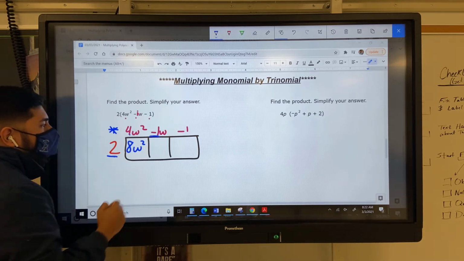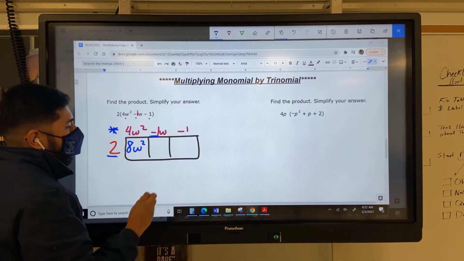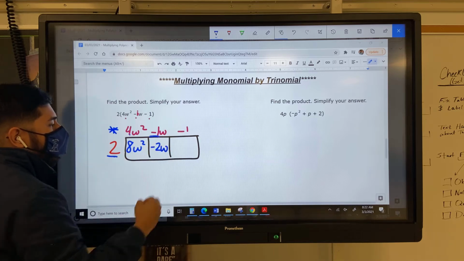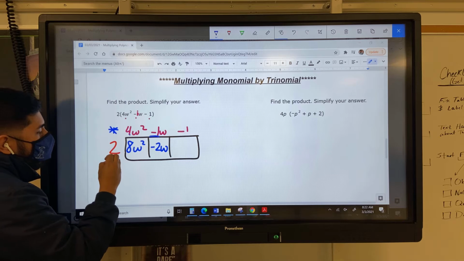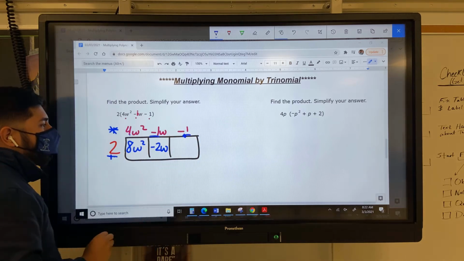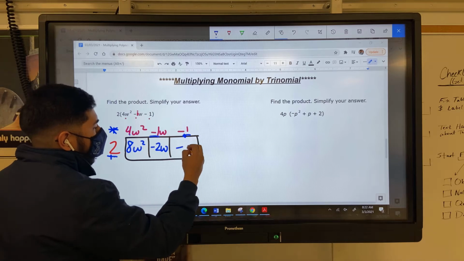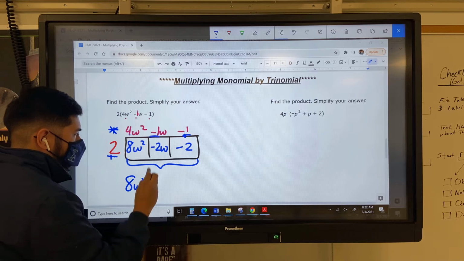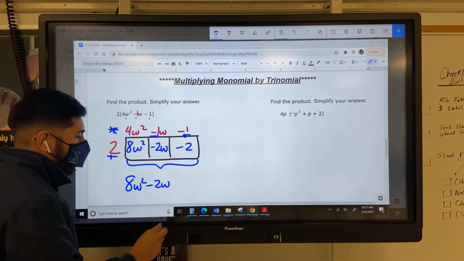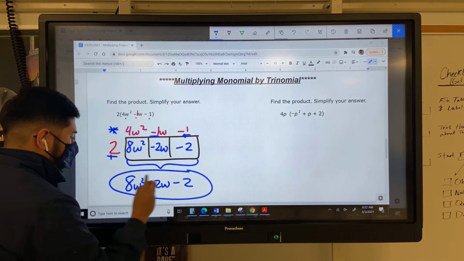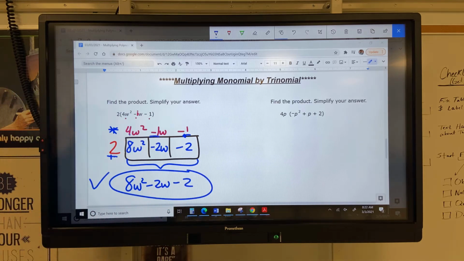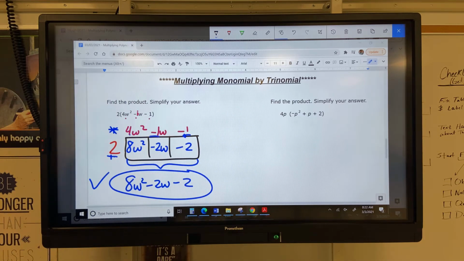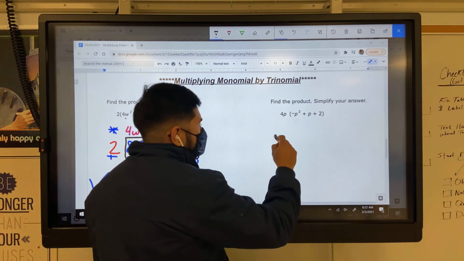2 times negative 1. Calculator, if you're not good with negatives, 2 times negative 1 is negative 2. There's only a w here, nothing here, so this stays with the w. And the last one, 2 times negative 1, gives me negative 2. And we're done. That's my answer: 8w squared minus 2w minus 2. Check mark. Same thing over here. Again, if you need to, pause it when I'm out of the picture and copy. We got a 1 by 3.